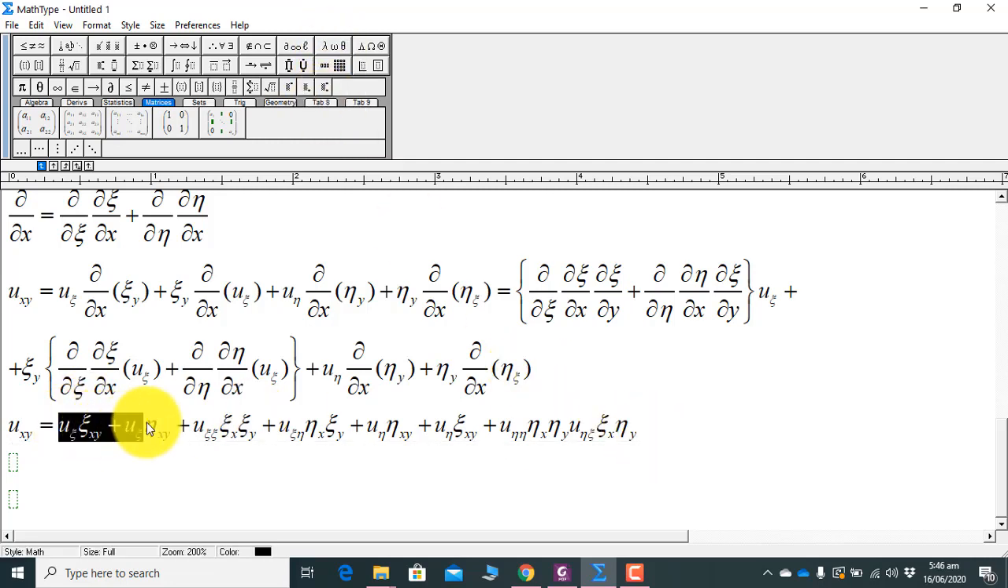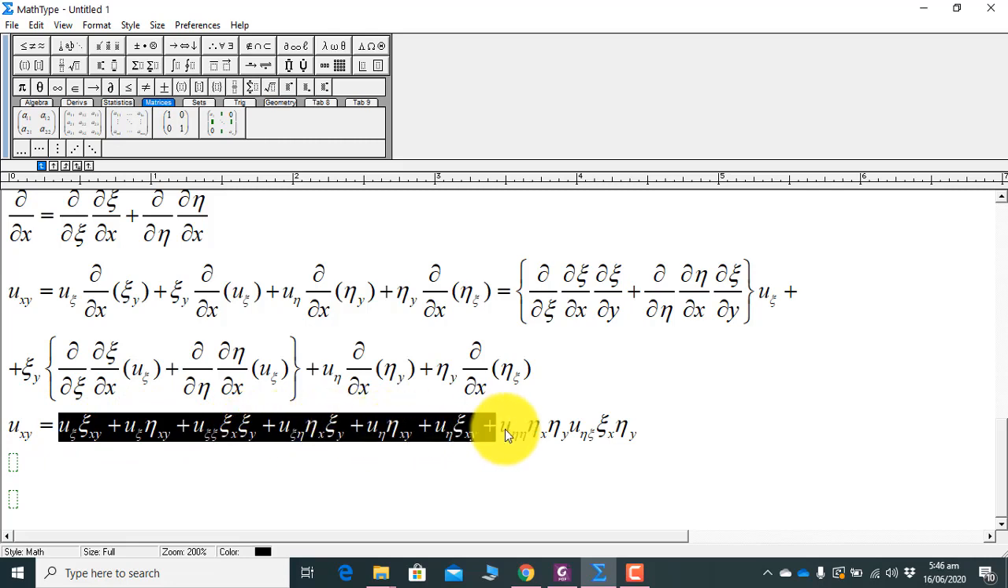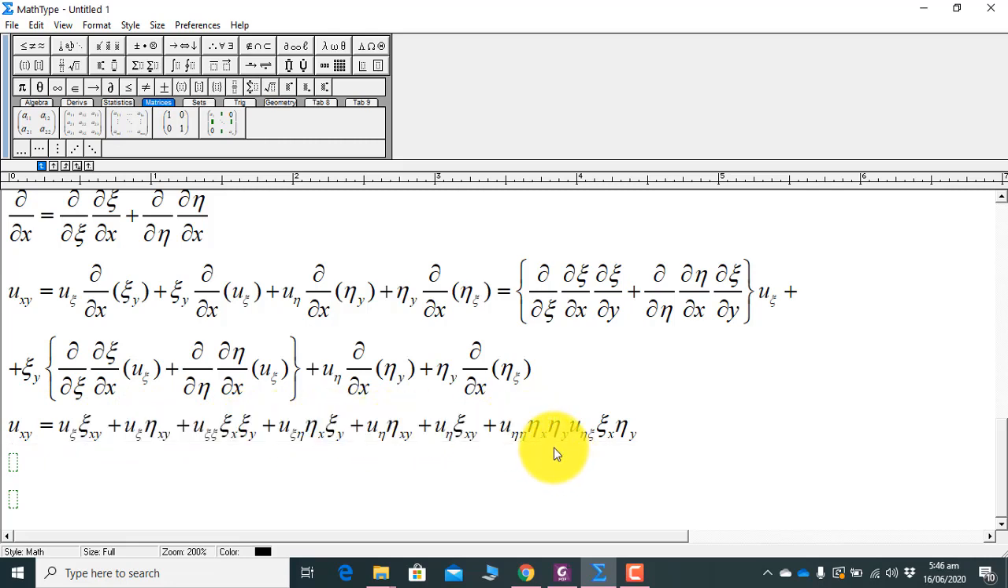You are having 1, 2, 3, 4, 5, 6, 7 and 8 terms. You have 1, 2, 3, 4, and there you have a summation. You are having the last term like that. Yes, you are right.